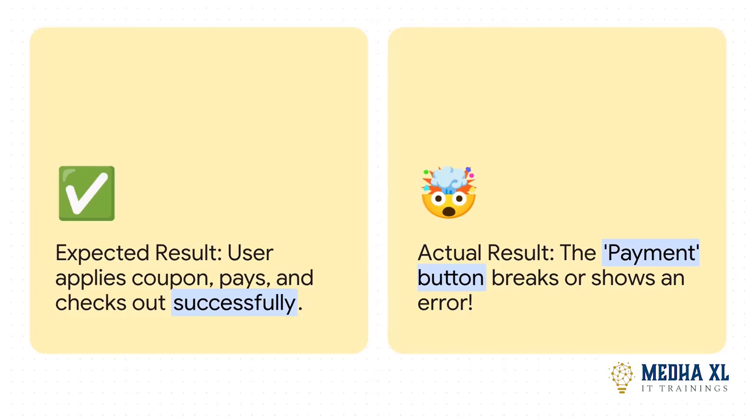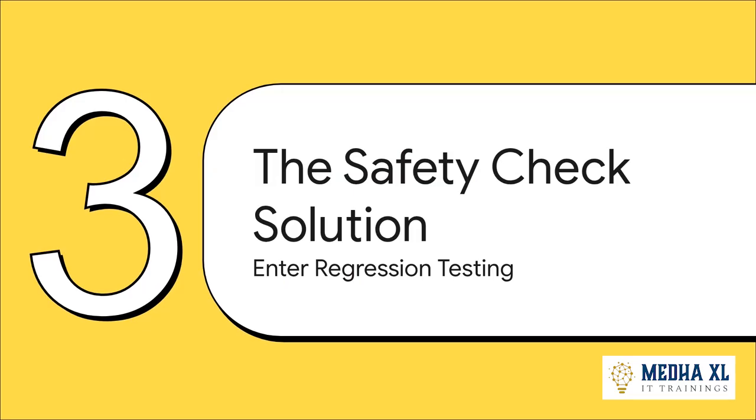And this is where it all goes sideways. The plan is simple. You pop in your coupon, the price drops, you hit pay, and you're good to go. But what actually happens is that new coupon code feature has somehow messed with the old code, and now the payment button is totally dead. It just doesn't work. The new feature is fine, but it broke the single most important part of the entire app. Now that is a total nightmare scenario for everyone involved.